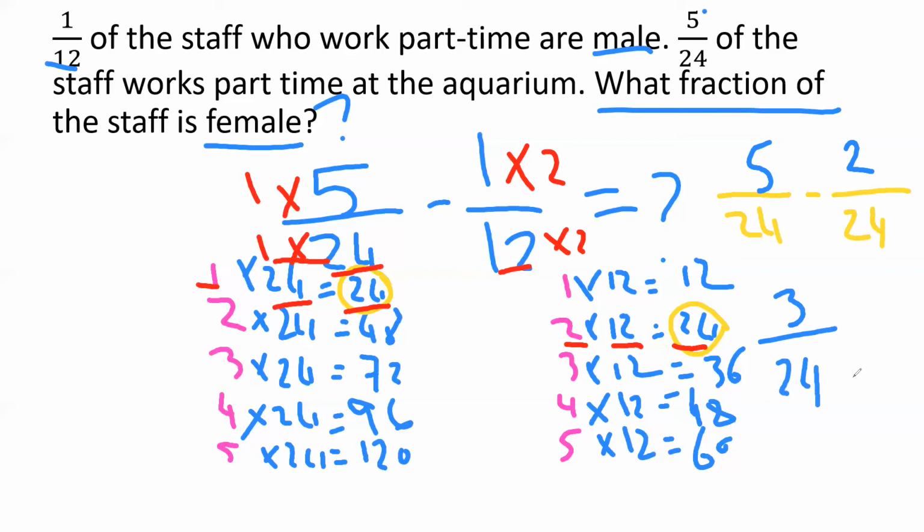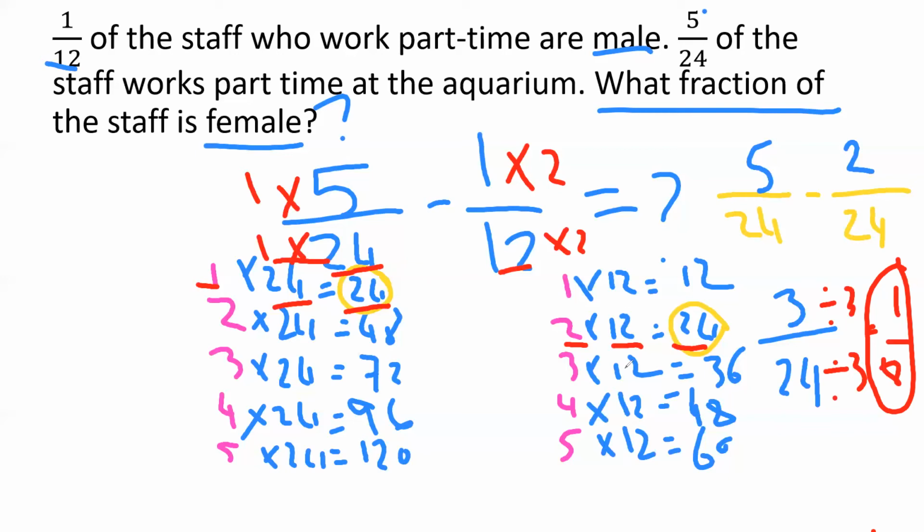Now, this is my answer, but it's not the final answer because it's not in the simplest form. Remember, to simplify a fraction, it usually is divisible by 2, 3, or 5. So I ask myself, can I divide the numerator and the denominator by either of those numbers? It could be other numbers as well, but it's best to start with those 3 because they're very common. I cannot divide the 3 by 2, but I could divide the 3 by 3. I could also divide the 24 by 3, so I can simplify by dividing 3 and 24 by 3, and that will give me 1/8. So 1/8 of the staff that works part-time at the aquarium are females.